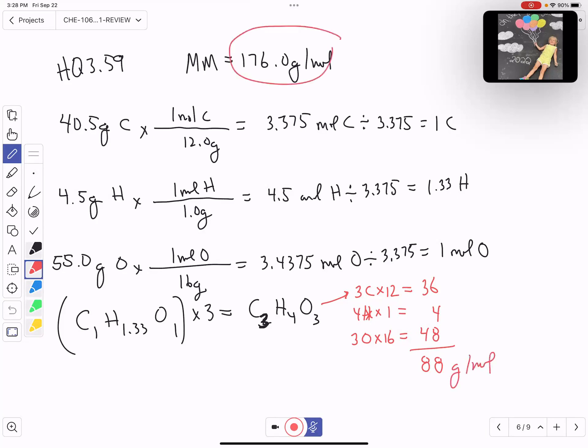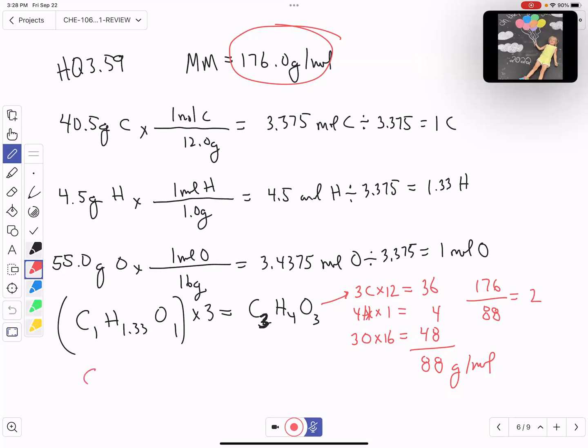I know the whole thing has to weigh 176 grams per mole. So I want to say, okay, if the whole thing is 176, I need to know how many times this goes in there. So basically, how many times do I have to multiply my empirical formula to make it my molecular formula? So 176 divided by 88, it goes in there twice.